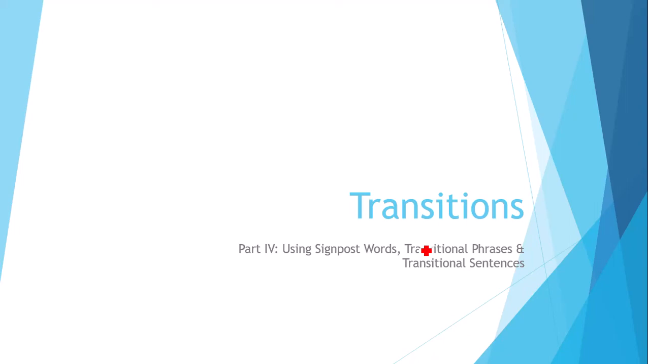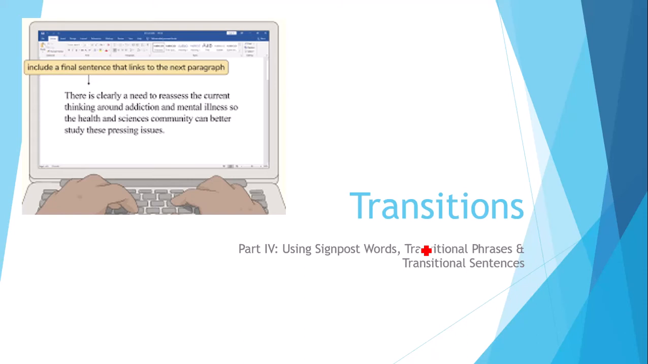Today, what we're going to do is talk about using signpost words, phrases, and sentences all together. In our first video, we just looked at those signal words, transition linking words, or sometimes called signposts. The second video, we looked at what transitional sentences looked like. The third video, we talked a little bit about how to use transitional sentences, how to write them. And now we're going to look at how to use all 3 of these techniques.